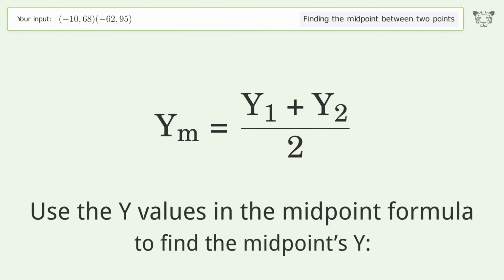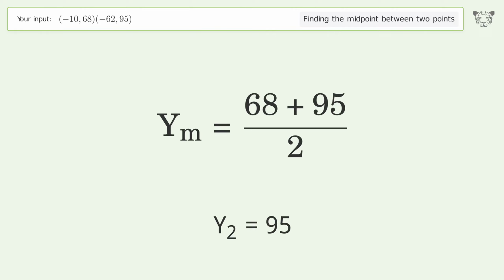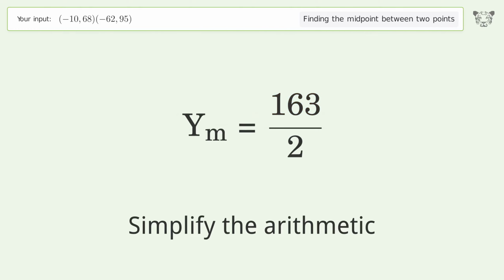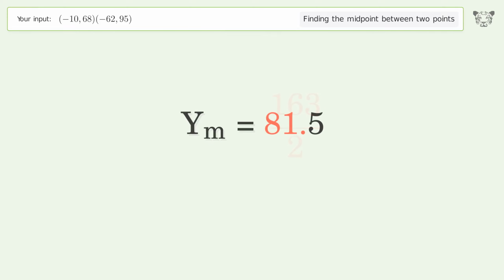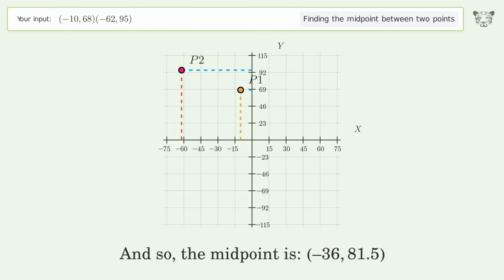Use the y values in the midpoint formula to find the midpoints y. y1 equals 68. y2 equals 95. Simplify the arithmetic. And so, the midpoint is, negative 36, 81.5.